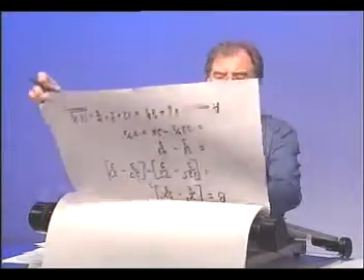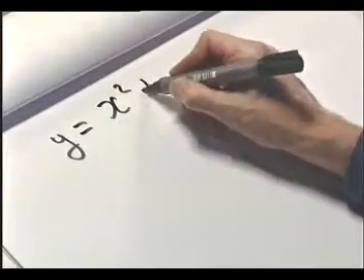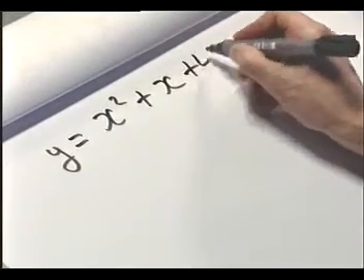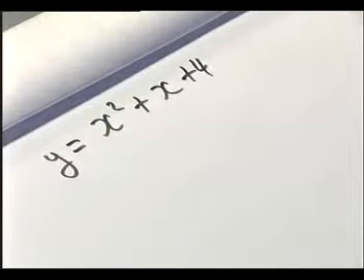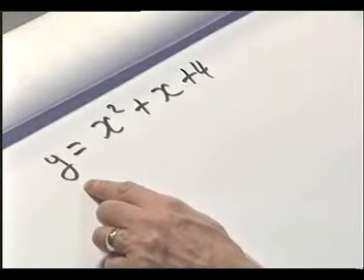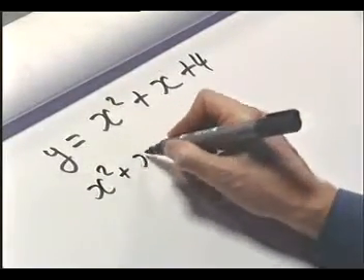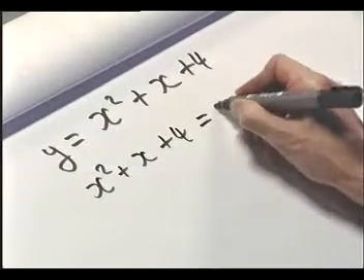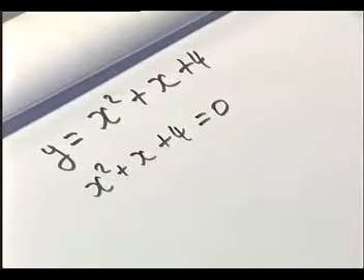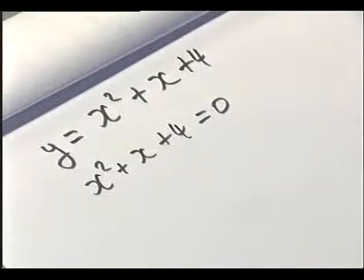Let's take another example. This time, let's have a look at the function y is equal to x squared plus x plus 4. Now, if we set y equals 0, then we're trying to solve this equation, x squared plus x plus 4 equals 0, to find where the curve crosses the x-axis.